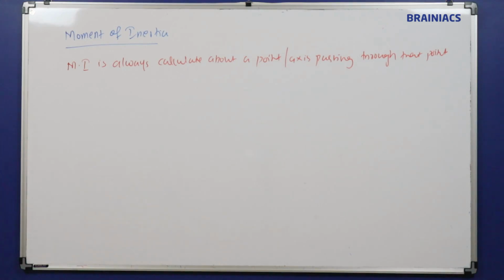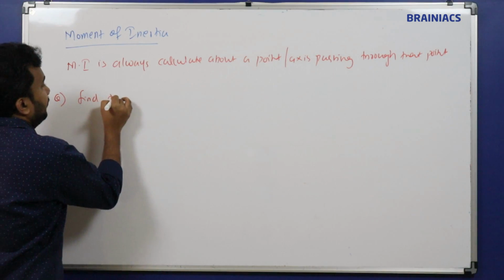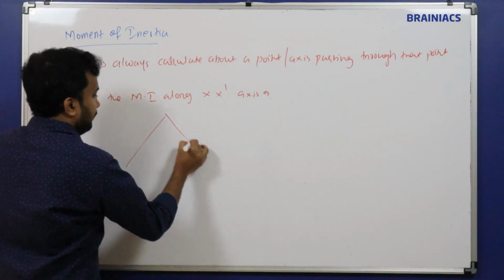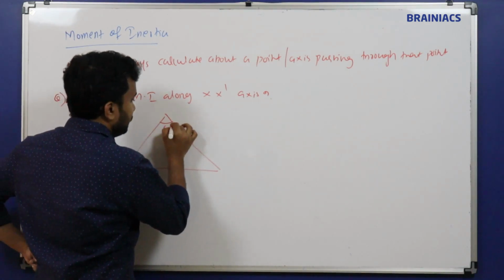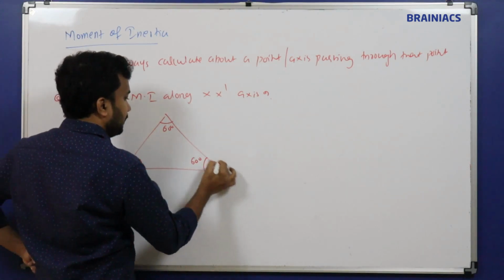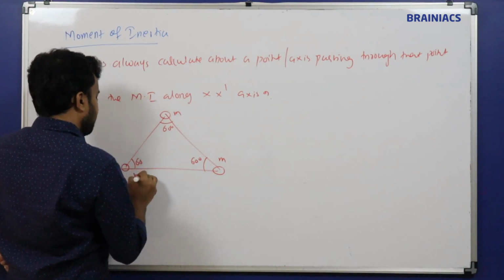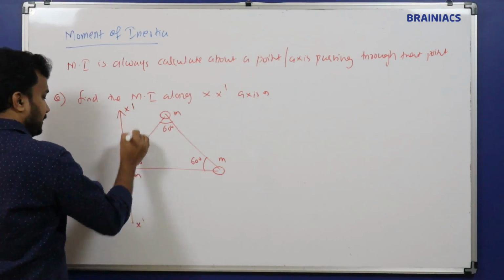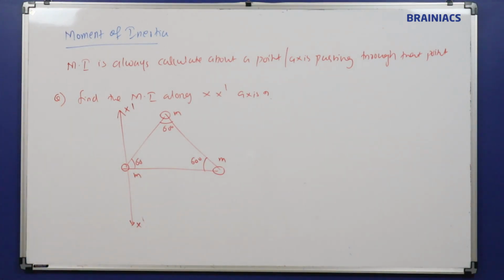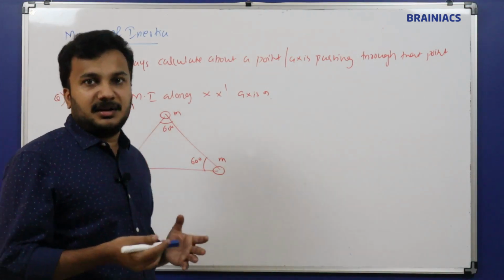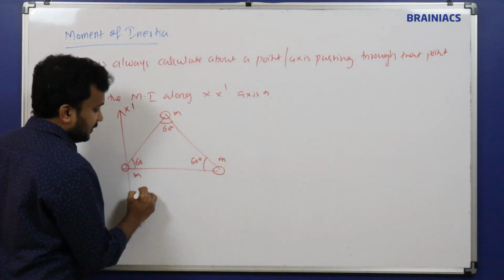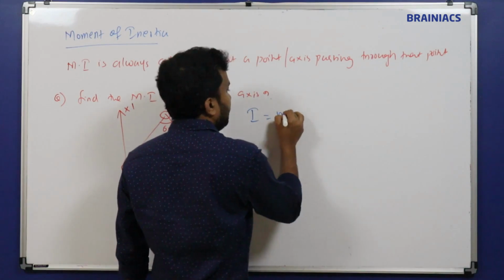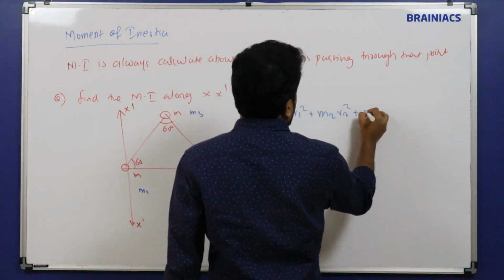So let's take one question. Find the moment of inertia along the x dash axis. Three bodies are given in an equilateral triangle, 60, 60 and 60, with an equal mass m at each corner. The axis is like this, called the x dash axis. With respect to this, we need to calculate the moment of inertia. Moment of inertia means I is equal to mr square. Here we have three bodies: m1, m2 and m3. So the total moment of inertia will be m1 r1 square plus m2 r2 square plus m3 r3 square.